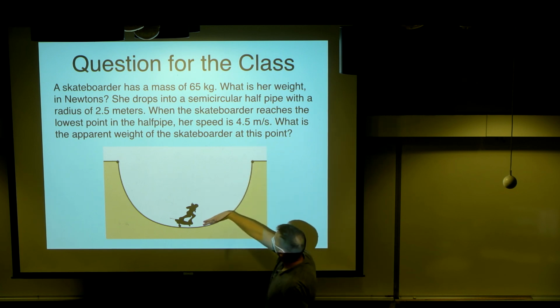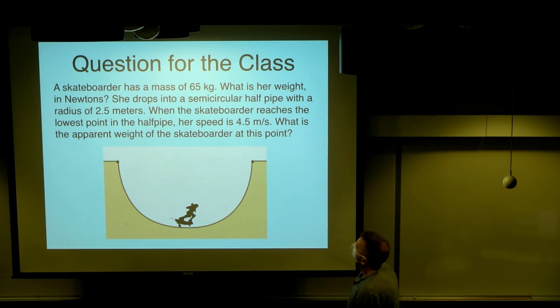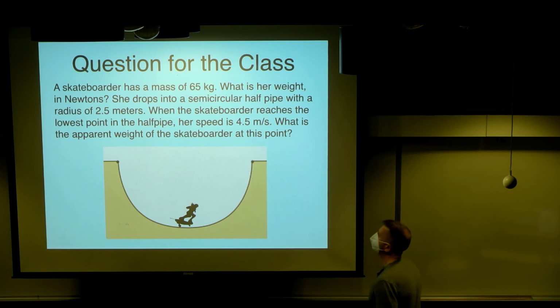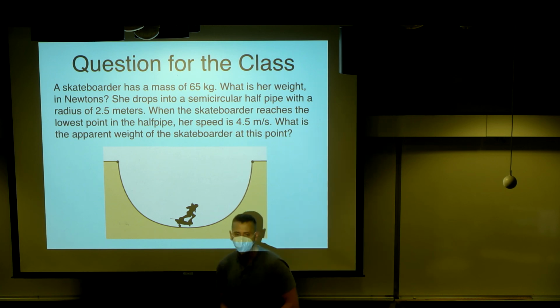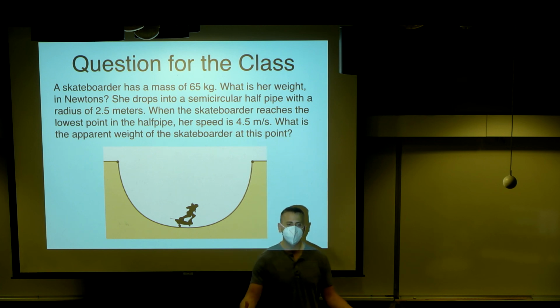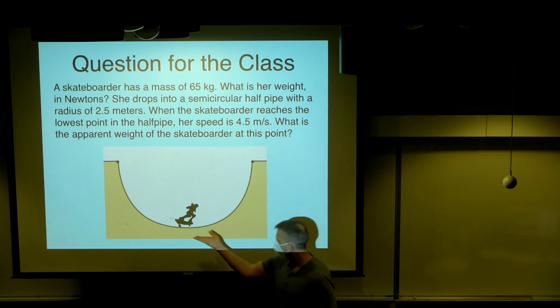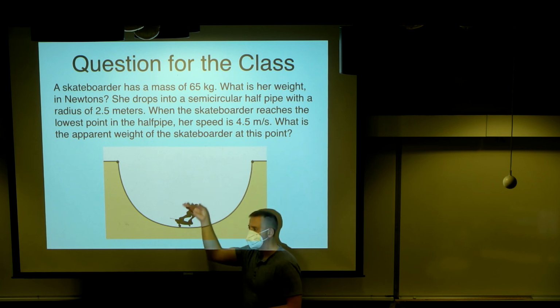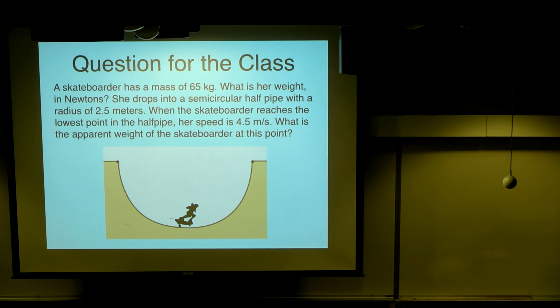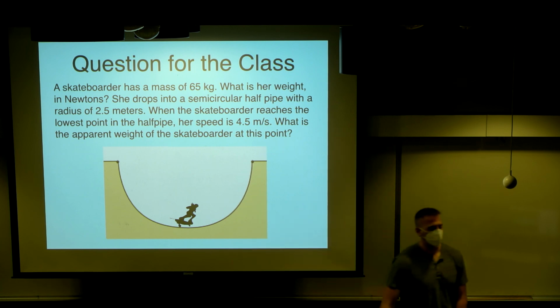Then she drops into a semicircular half pipe. The radius of this thing is 2.5 meters. At the lowest point in the half pipe, let's say the speed of this skateboarder is 4.5 meters per second. What is the apparent weight of the skateboarder at that position? So remember, apparent weight just means how hard is the skateboard pushing up on her feet? We're looking for a normal force, in other words, okay? Because if the skateboarder were actually standing on a scale, it would register something bigger, all right?